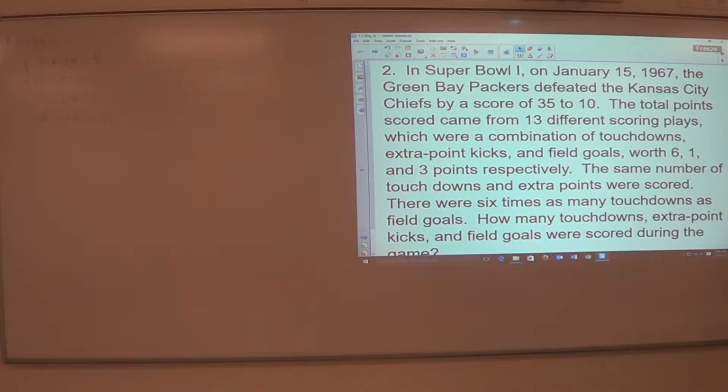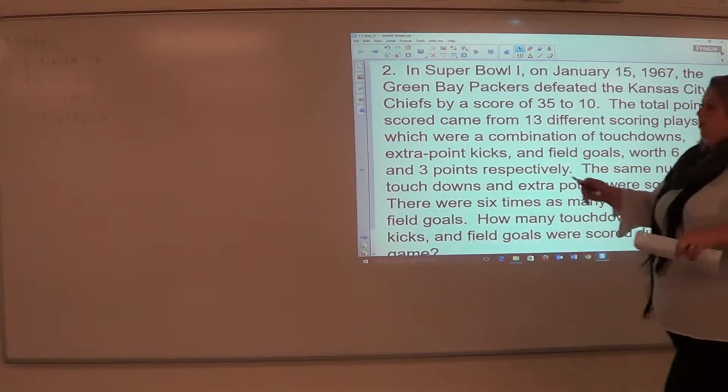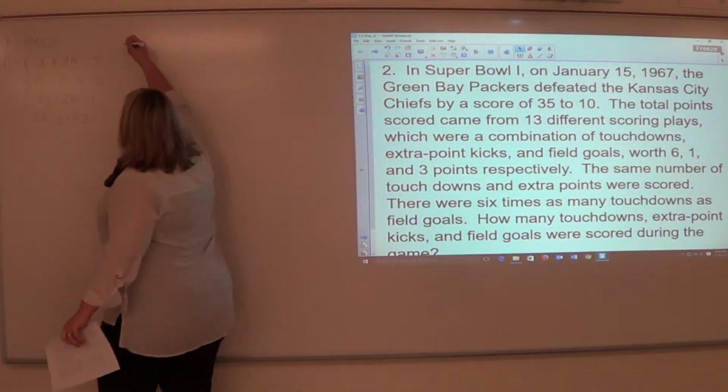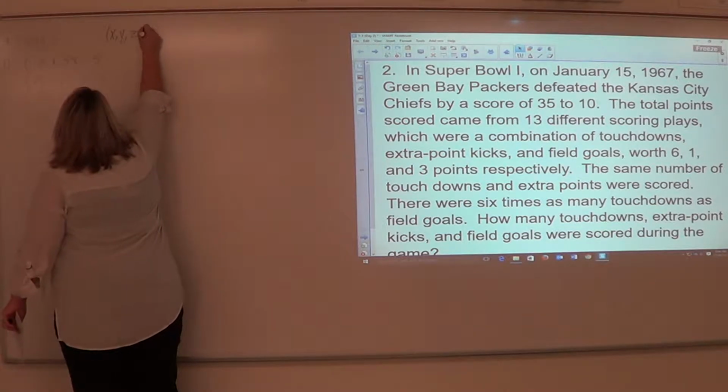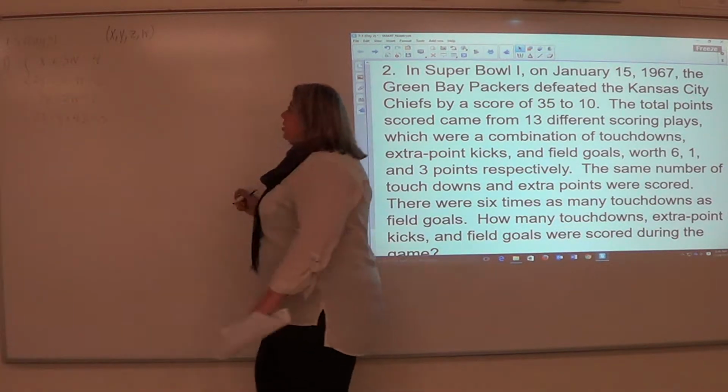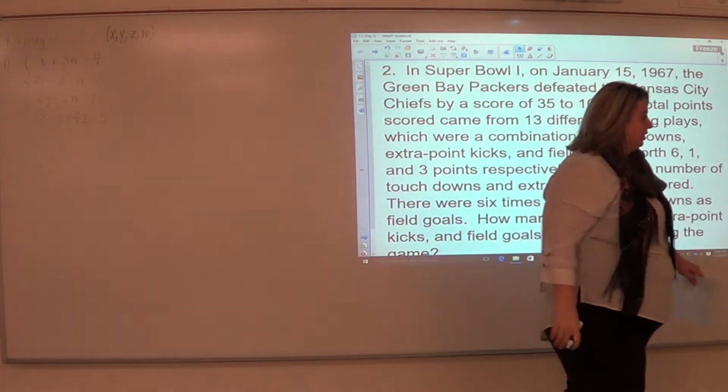Okay, so we're gonna do 4 variable equations. When you're doing 4 variables, your answer is x, y, z, w. W does not go first. That's bad.